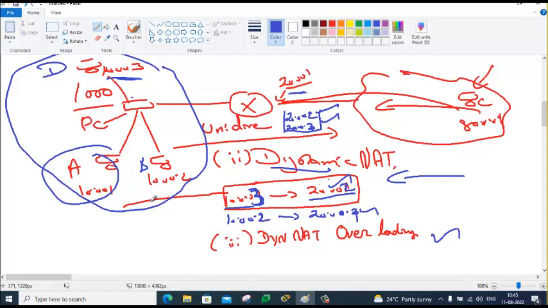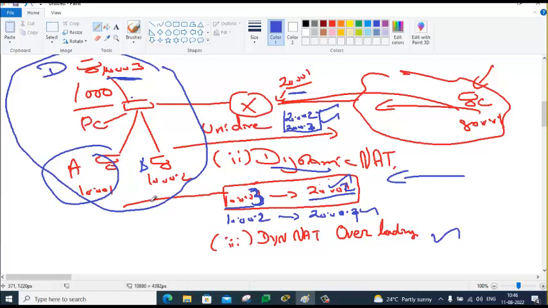The advantage of dynamic NAT is you don't need to buy 1,000 IP addresses for 1,000 computers. You can manage with one address, or you can buy 2 or 3 addresses, put them in a pool, and use them. The disadvantage is all 1,000 cannot communicate at the same time. If you have 2 addresses in the pool, only 2 can communicate at a time. Any two out of 1,000 will be able to communicate at the same time because you have 2 addresses in the pool.